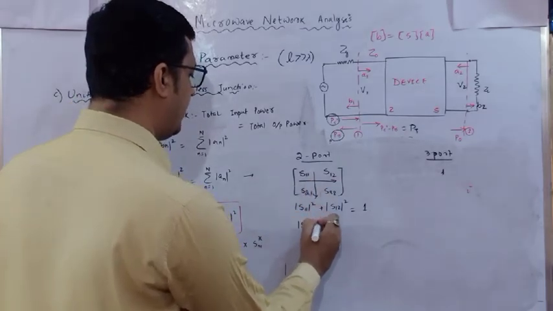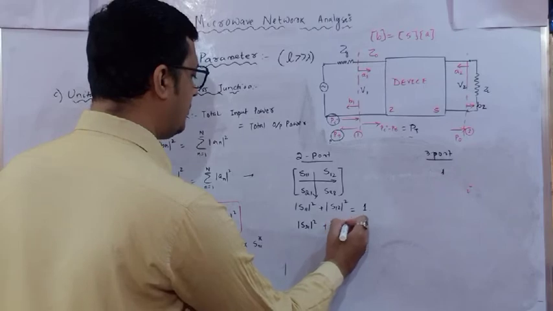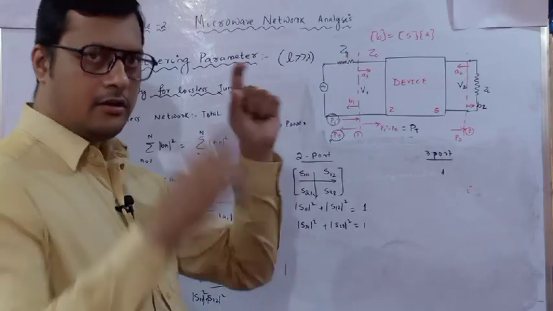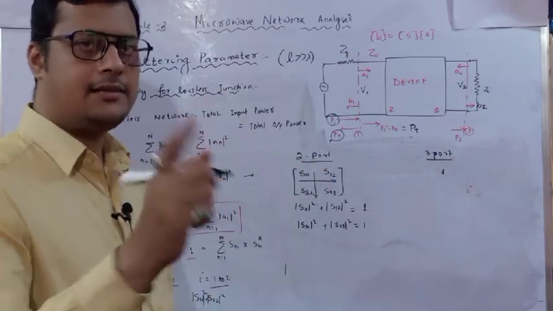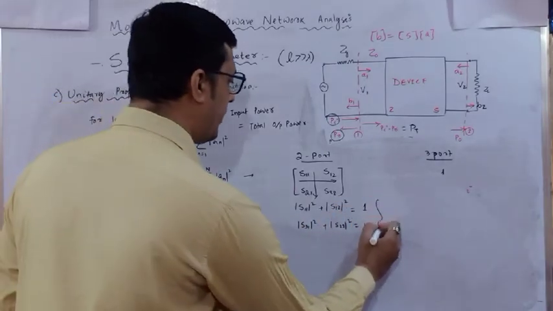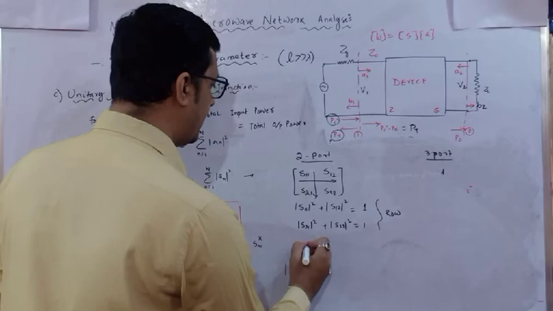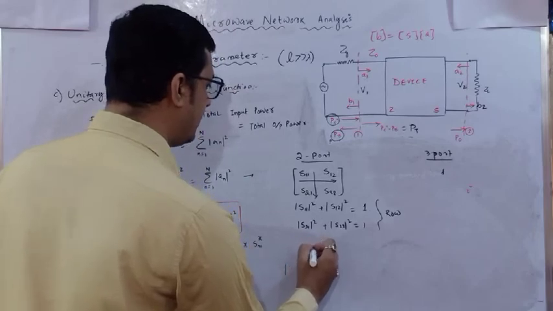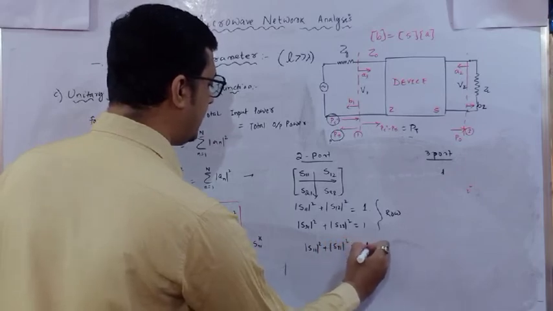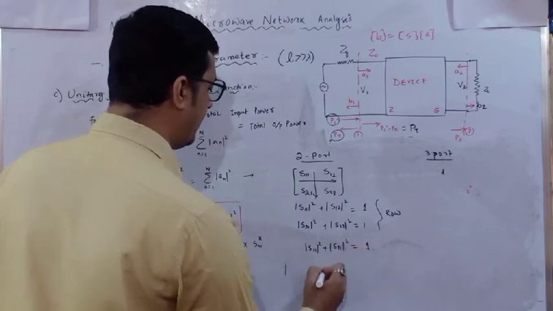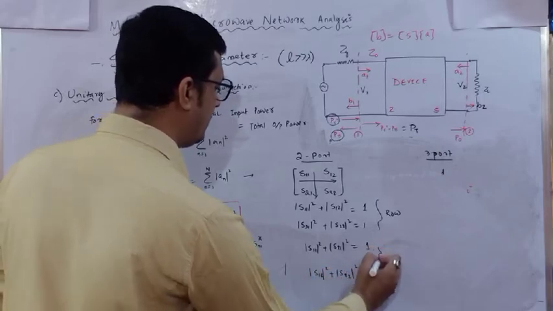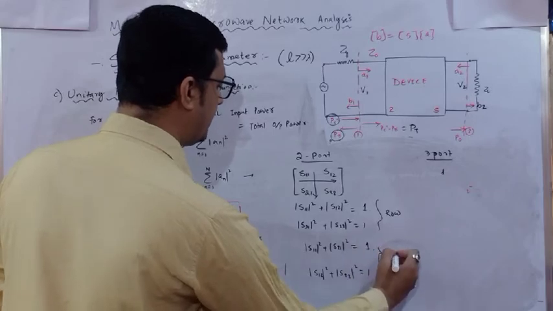Similarly, S21 square plus S22 square must also be equal to 1. Take any row, take the individual squares, and add them. If the resultant is 1, then you can say it is a lossless network. This is with respect to the row I have written. Similarly, with respect to the column, S11 square plus S21 square is equal to 1, and S12 square plus S22 square is equal to 1. This is with respect to the column.